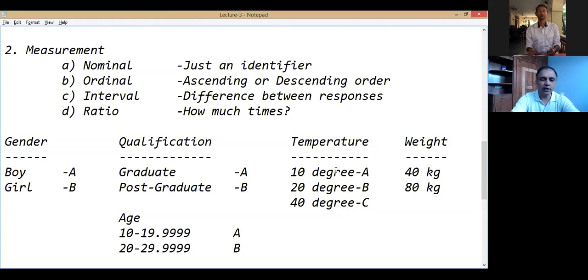Look for the third thing. The difference between temperature of A and B is that of 10 degree. And the difference between B and C is that of 20 degree. I can quantify. When you can quantify, this will be called as interval measurement. If you cannot quantify, you can simply say more or less. This will be called ordinal.